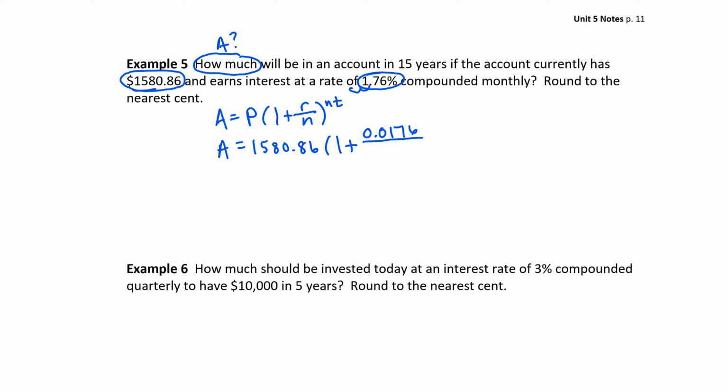N, if you'll recall, is the number of times interest is compounded per year. We are told that interest is compounded monthly. That means N is 12. Notice the N is up here in the exponent position as well. And we're going to check the balance in this account after 15 years.